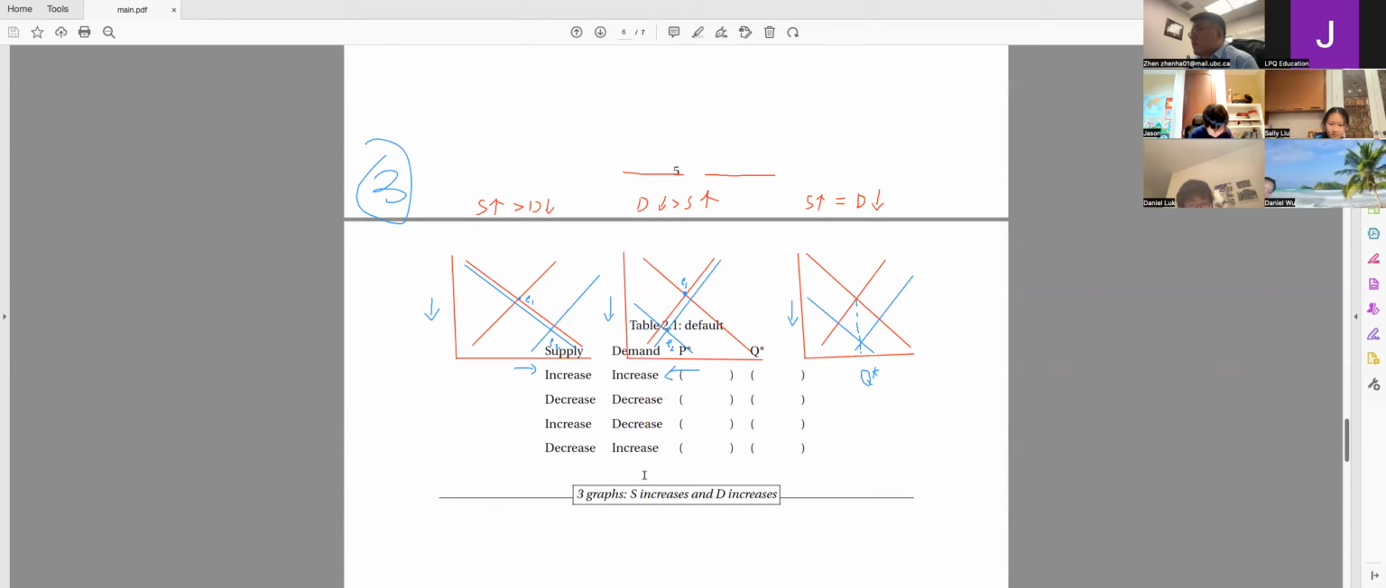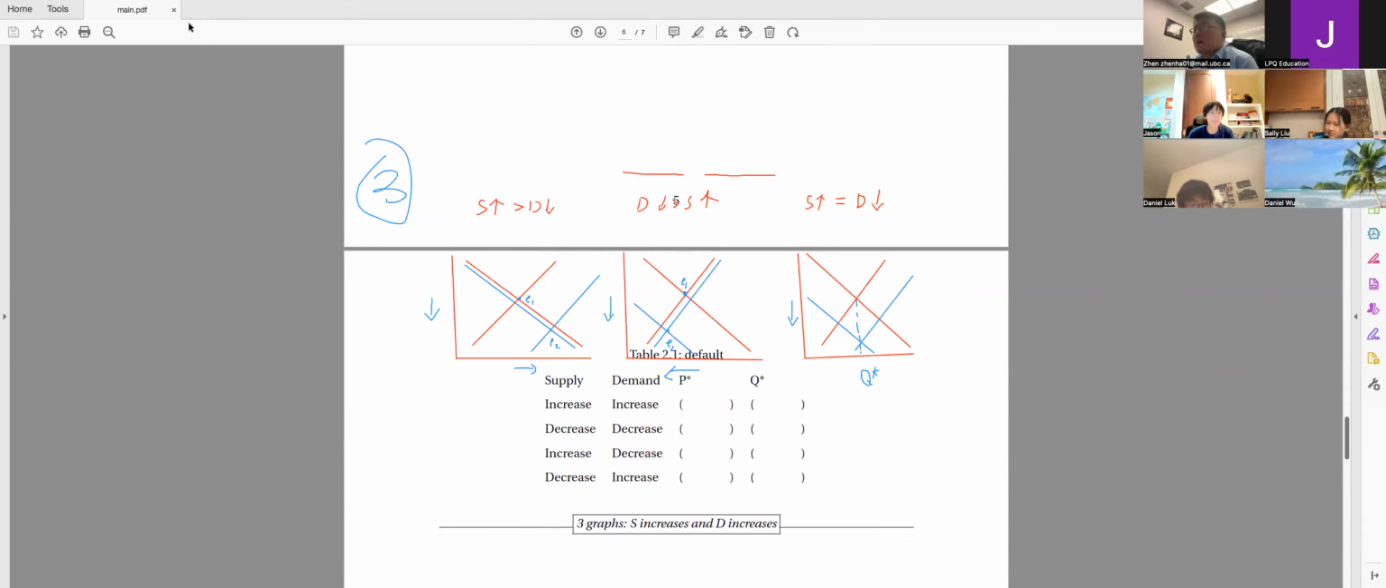Okay, so you can fill in this one: the price will decrease. Okay, price will decrease, and the quantity, we are not sure about how the quantity will change. It depends on how far you shifted your supply curve and demand curve.